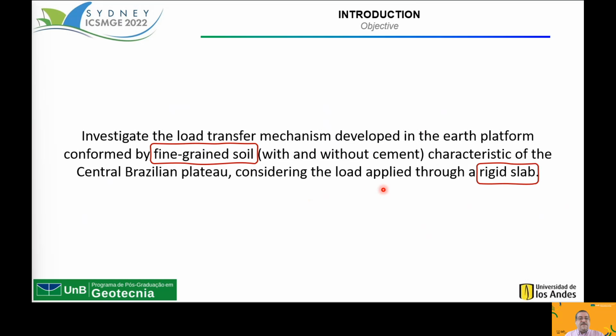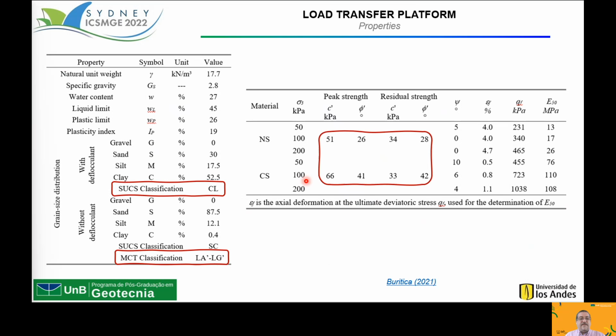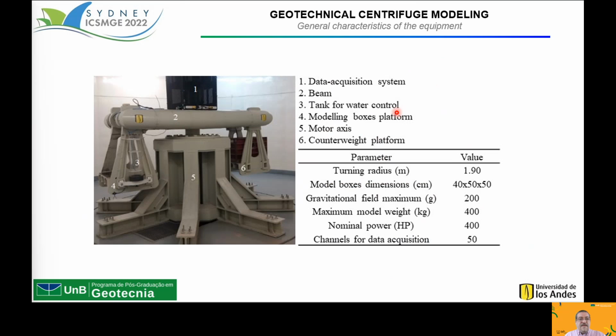The main contribution is considering a fine-grained soil, compacted with and without cement, and a rigid slab. The soil that we are using, the compacted soil, is basically a sandy, low plasticity sandy clay. It's a tropical soil classified as a lateritic clay. We determined the shear resistance of this soil, with the peak strength and the residual strength.